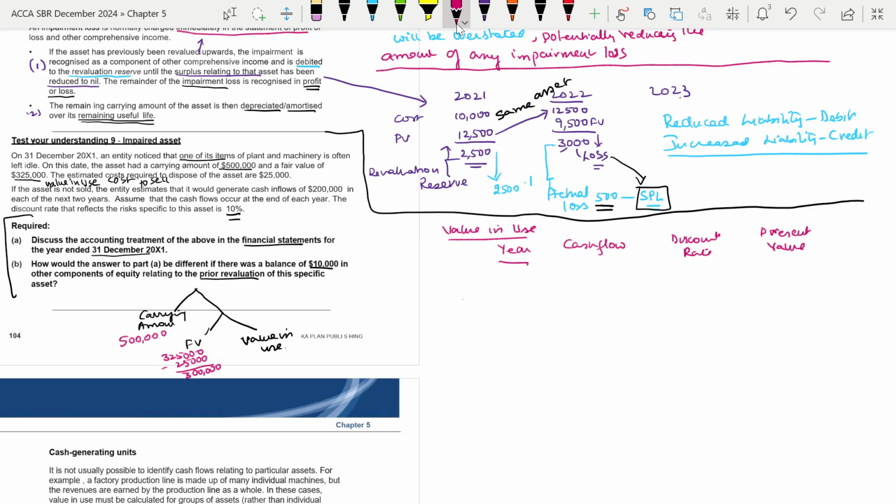You have year one. Cash flow is how much? 200,000. Discount rate is how much? 1 divided by 1.10 comes to 0.909. This is column 1, column 2, column 3, column 4. Column 4 is nothing but 2 times 3. You can take it as 1 divided by 1.10 or as 0.909. It's your convenience. Both give the same answer.